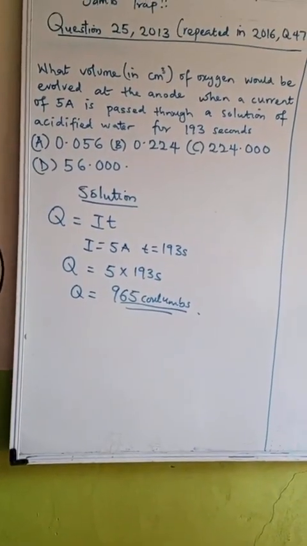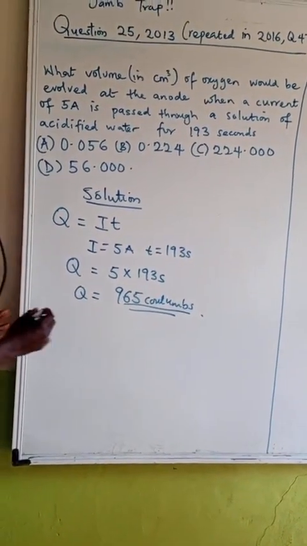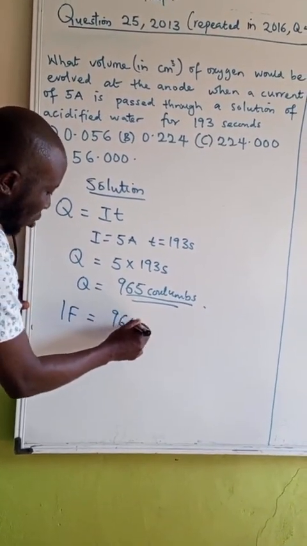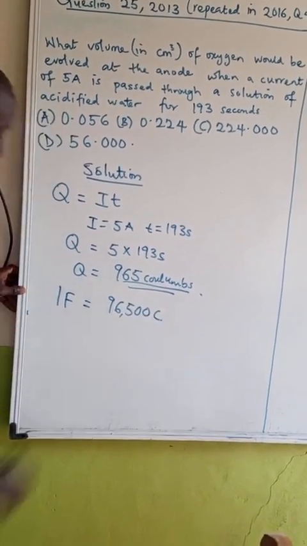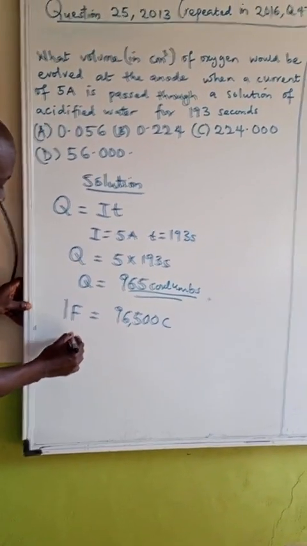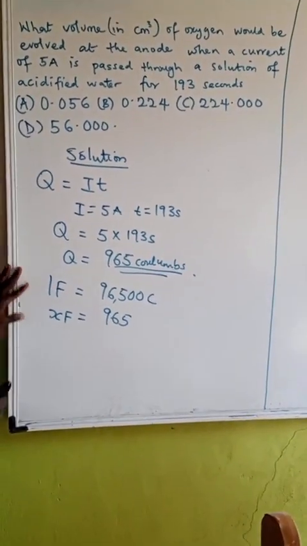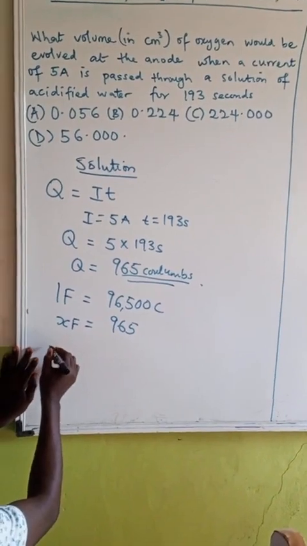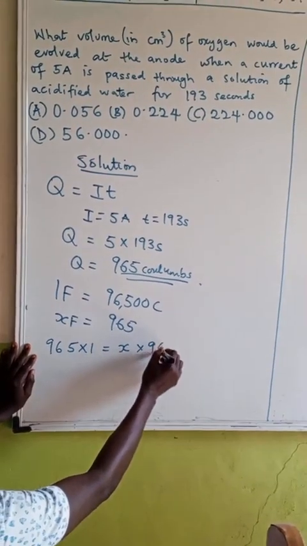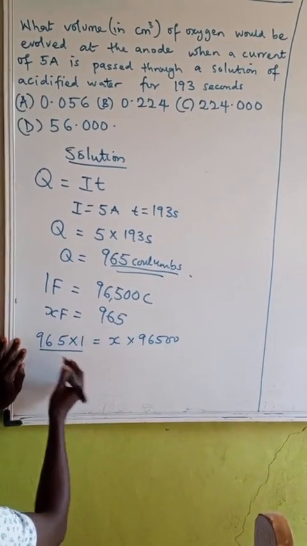That's the first step. Now we need to change this quantity to farad. 1 farad of electricity is equivalent to 96,500 coulomb. Now if 1 farad will give us 96,500 coulombs, how many farad will give us the 965 we got here? Then we have to cross multiply. By cross multiplying, we have 965 times 1 equals x times 96,500. So divide both sides by the coefficient of x.